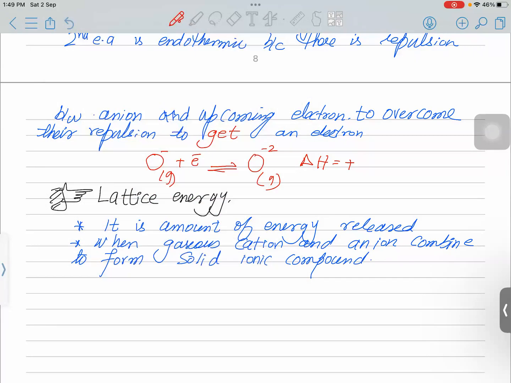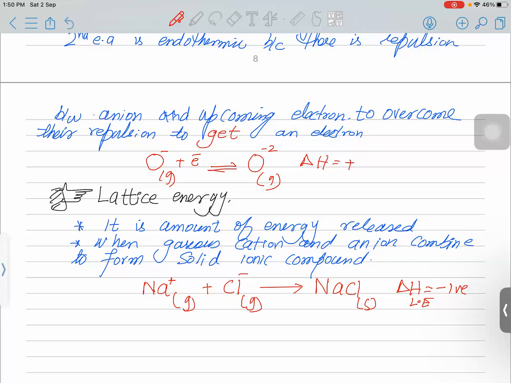For example, sodium plus gaseous and Cl negative gaseous. Whenever gaseous ions combine, NaCl solid is formed. This delta H is negative, known as lattice energy. Yes, Peter, any question? No, sir. Now, Isha, can you repeat lattice energy, ionization energy, and electron affinity?